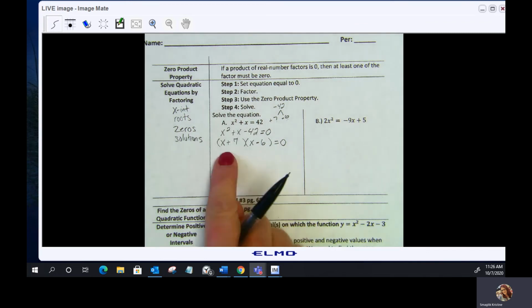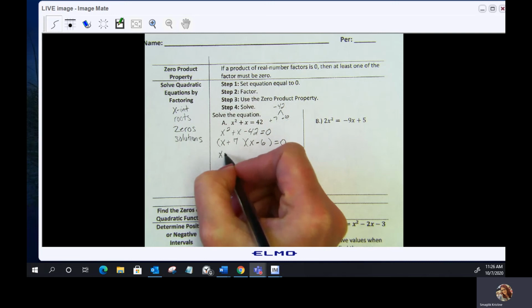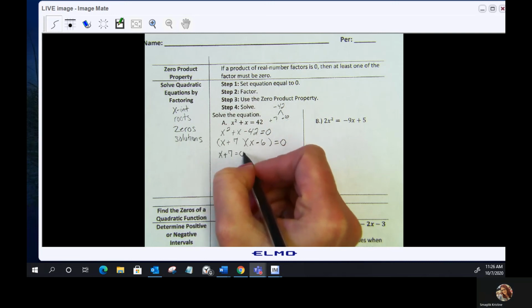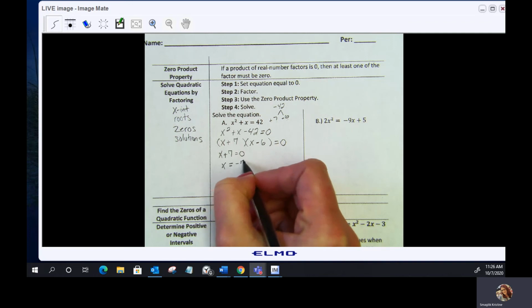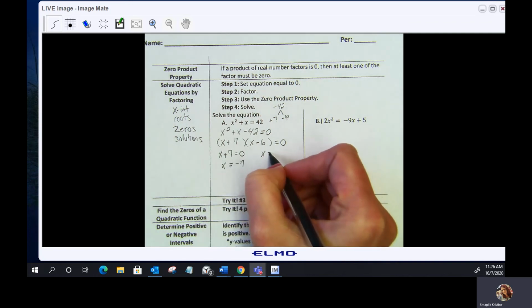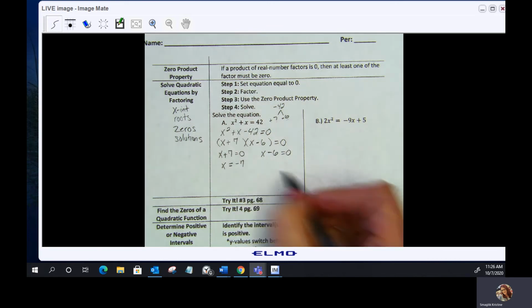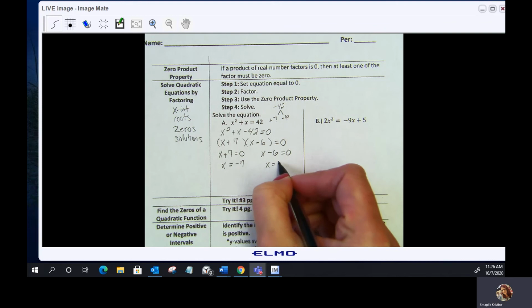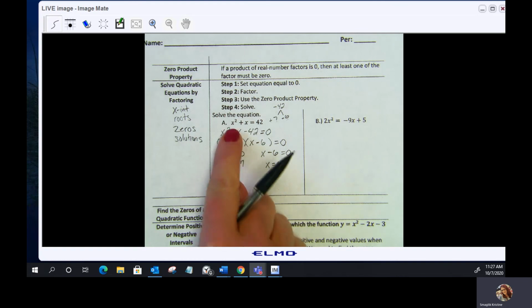To solve my equation now, I'm going to set each factor equal to 0 and solve. X plus 7 equals 0. Subtract 7 from both sides. X equals negative 7. X minus 6 equals 0. We would add 6 to both sides. X equals 6.